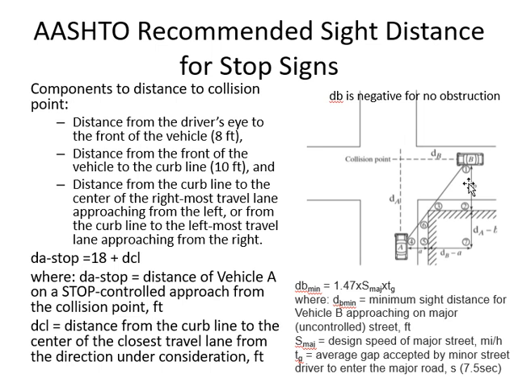Then the distance from the front of the vehicle to the curb line. Again this is fixed, for safety, as 10 feet. So this is from the car, and this is from the safety perspective. The less than 10 feet is how many meters?